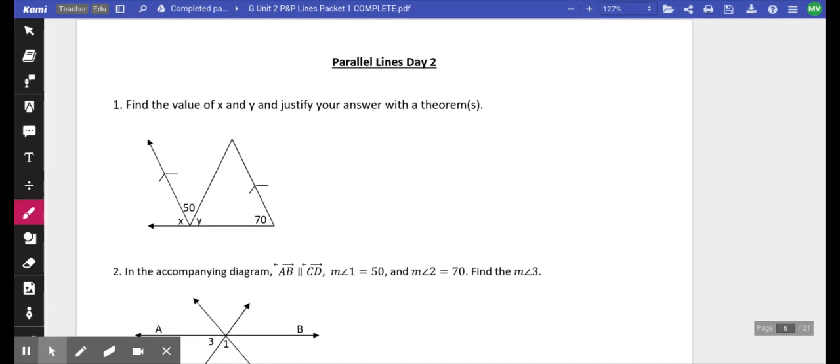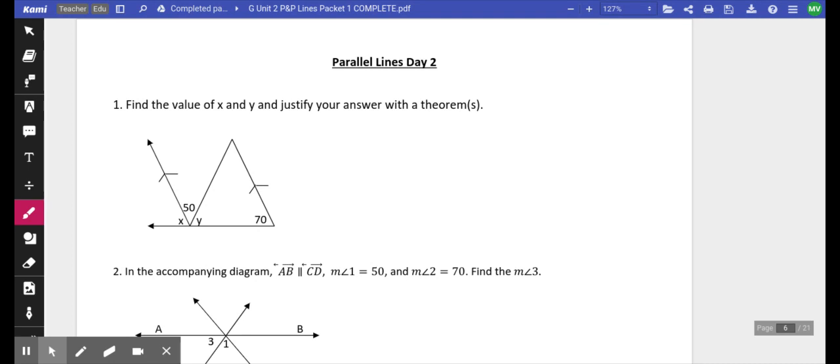Remember, it's important that you're completing your notes in your packet. So today's notes aren't really notes, they're reviewing what we learned yesterday. So the important thing is going to be that you are completing the packet and pausing and trying the problems when I ask you to. So number one, I'm going to do with you.